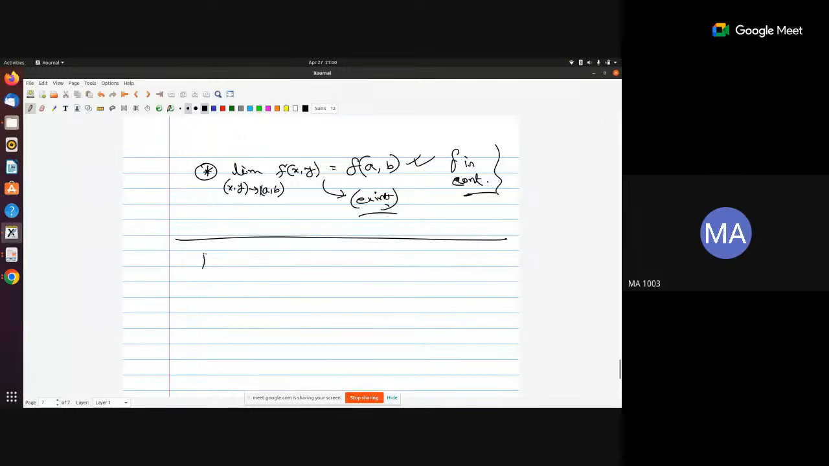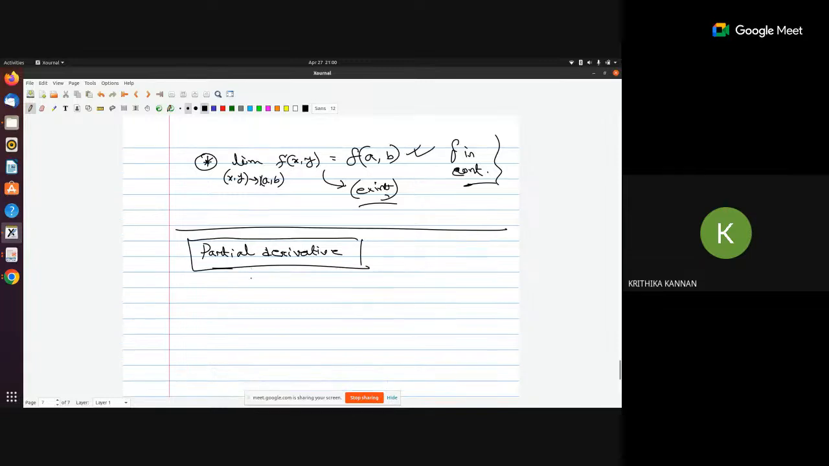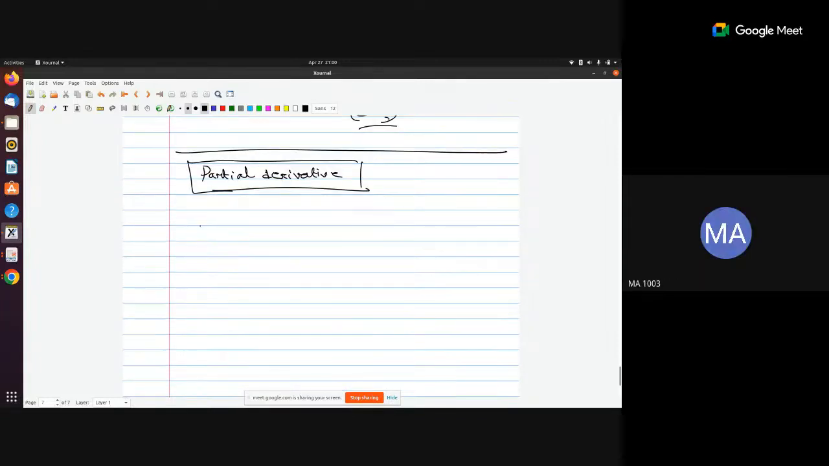Now, what about partial derivative? Anyone tell me, you can tell me what this is. It's a directional derivative along one of the axes. Okay. So let me start with directional derivative first. Then I will come back to partial derivative.